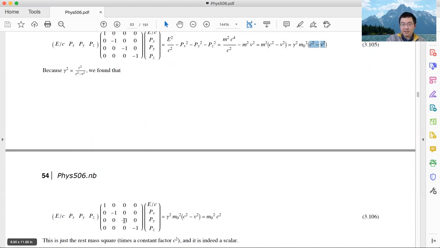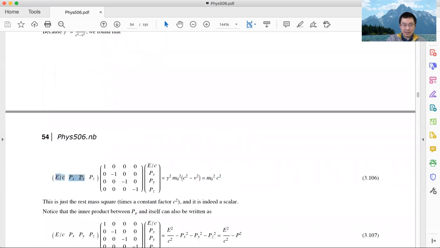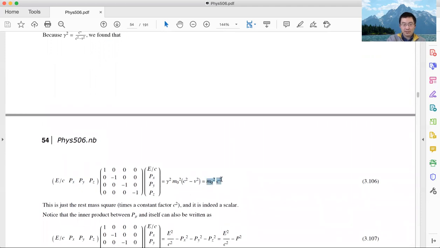And this is indeed a scalar. As we mentioned earlier on, rest mass is a scalar, it does not change from one reference frame to another. Speed of light is also a scalar, invariant under Lorentz boost. So this whole thing is a scalar, it does not change under Lorentz boost. So the inner product of the energy momentum vector with itself gives me a scalar. That scalar is rest mass squared times speed of light squared.